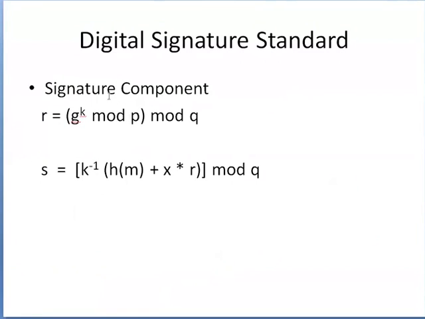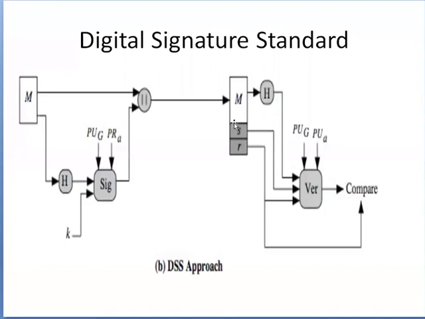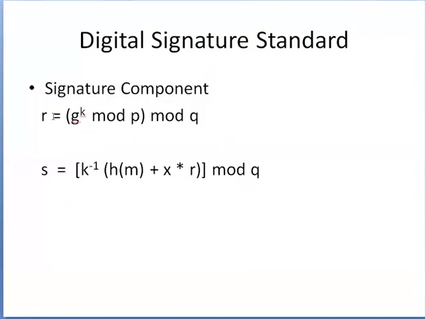So the signature component produces R and S. The signature component, along with the message, produces S and R. So what are S and R, and how do we calculate them? R is calculated as G raised to K, mod P, mod Q. G is again the global public key component which we have calculated, and K is a random number. That is how we calculate R.